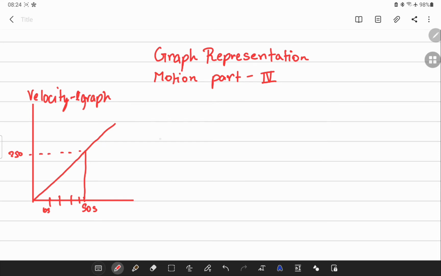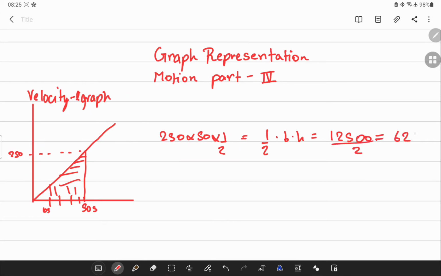So the distance will actually be 250 into 50 by 1 by 2. Now if anyone is wondering how I got the area of this, it's simple. We had the formula of a triangle, which is equal to half into base into height, which on calculation will give us 12500 by 2, or in simpler words, 6250. So I guess it's clear now.